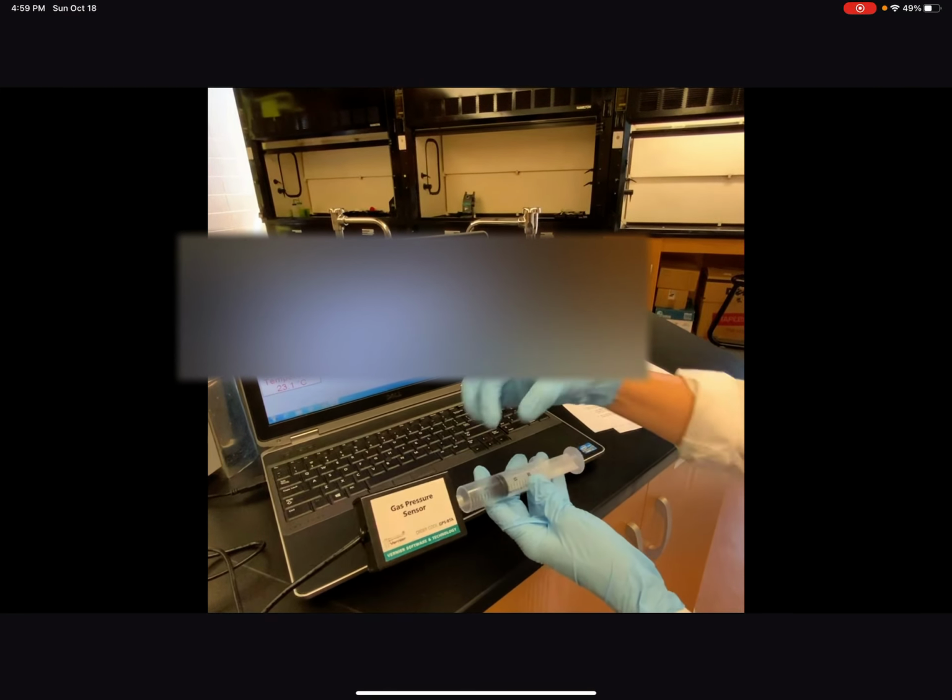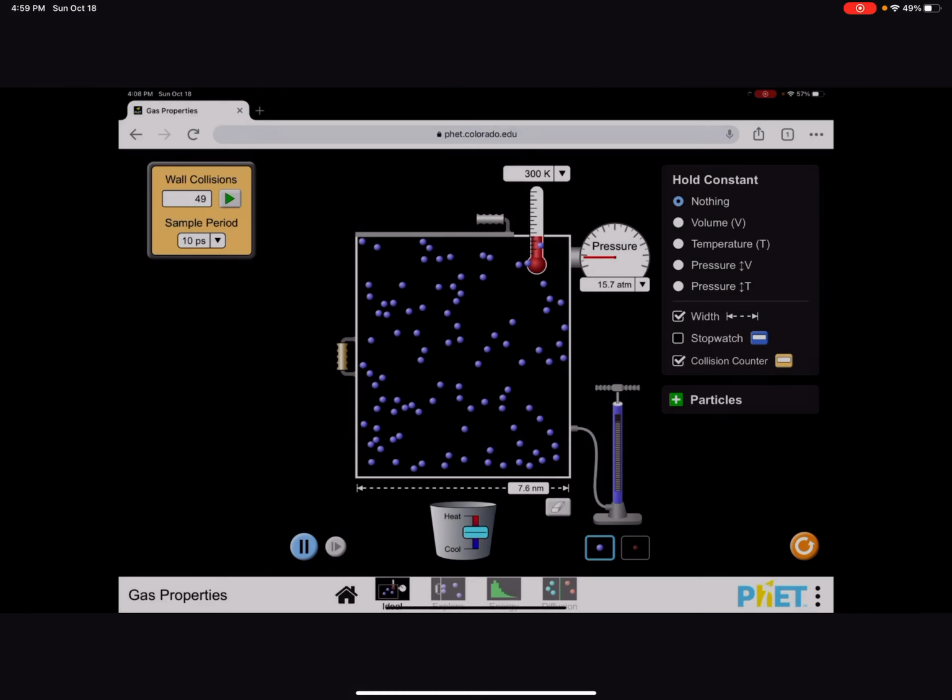So you should have seen a different trend, it's actually the same trend. As you make the volume smaller, what happens to the pressure? What you're going to do is take these points, put them in an Excel graph, and plot them so that you can see what happens to the volume and the pressure.